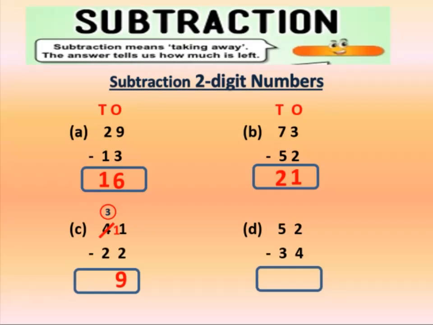Now on the tens place we have 3 and we have to subtract 2 from the 3. So keep in mind the digit 2 and count till 3. So after 2, 3, only 1 finger. So the answer is 19.